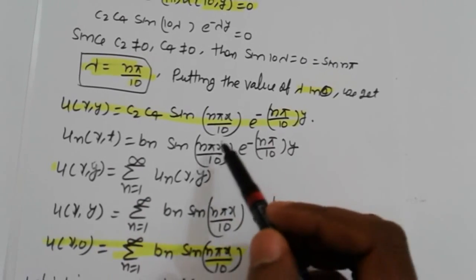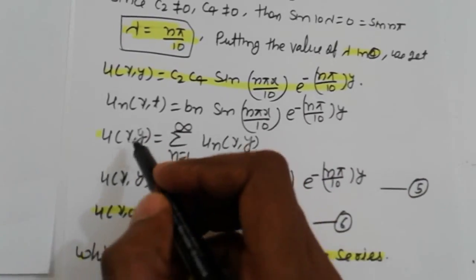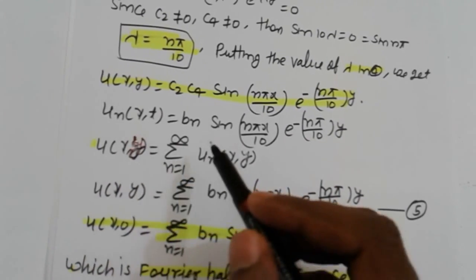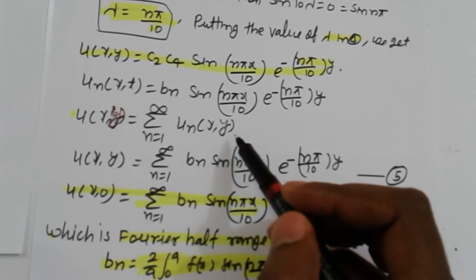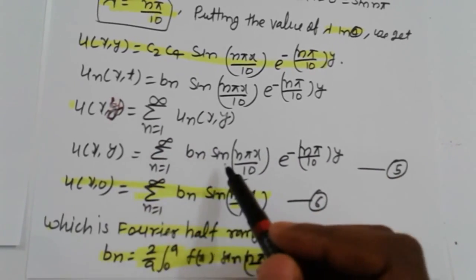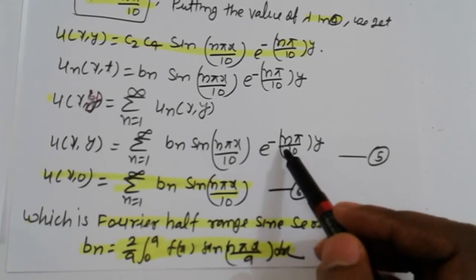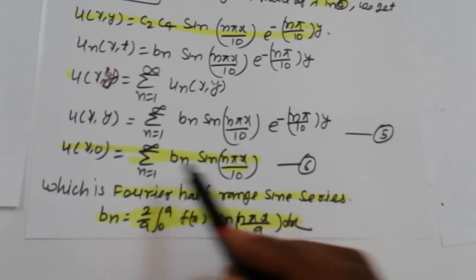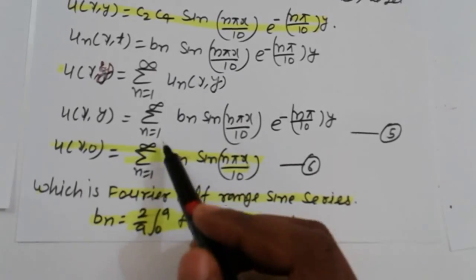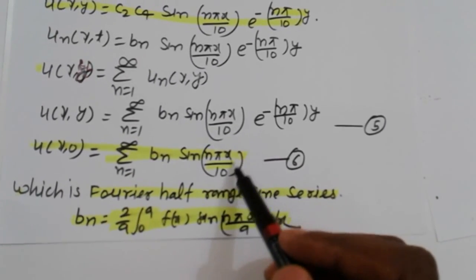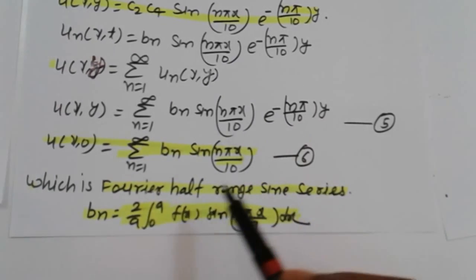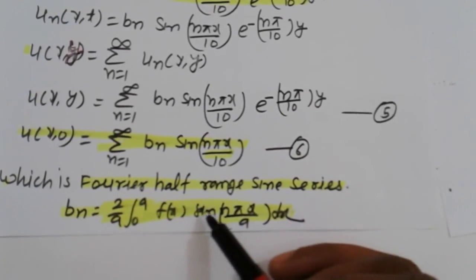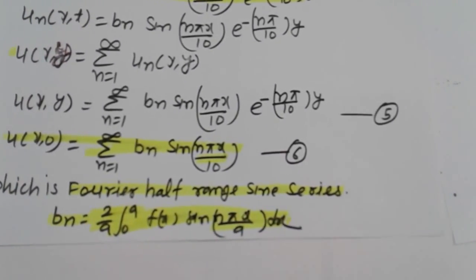And now u(x, y) is the sum from n = 1 to infinity of u_n(x, y). So u(x, y) = sum from 1 to infinity of b_n sin(nπx/10) e^(-nπy/10). This is equation number 5. Now we get u(x, 0) = f(x) equal to the sum from 1 to infinity of b_n sin(nπx/10), since e^0 is 1, which is the Fourier half range sine series, and b_n is equal to 2/a times the integral from 0 to a of f(x) sin(nπx/a) dx.